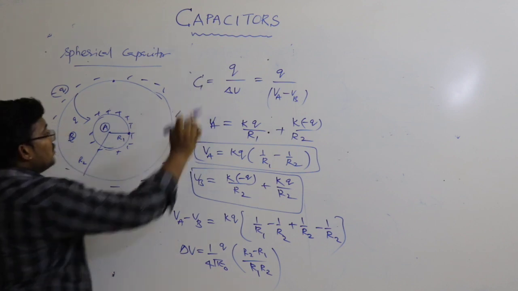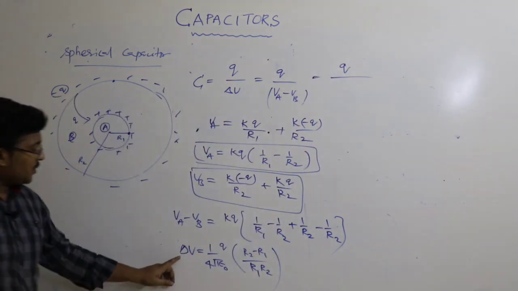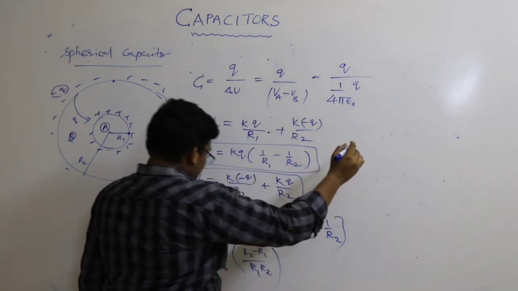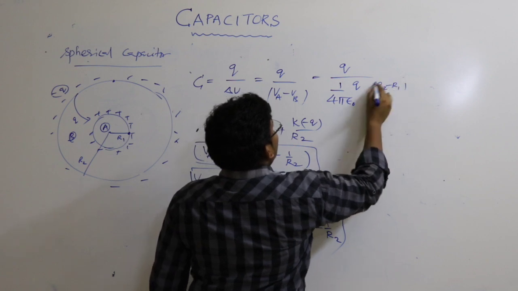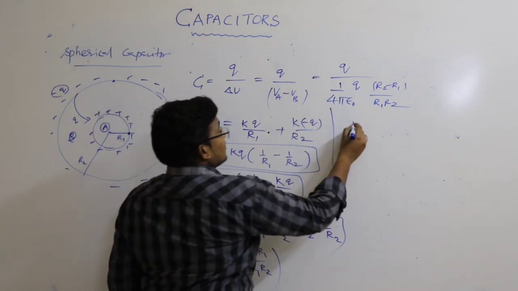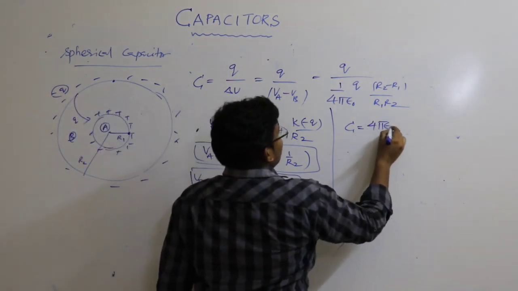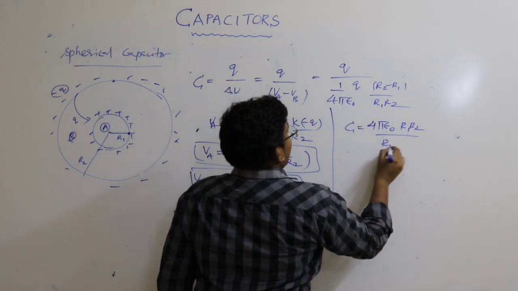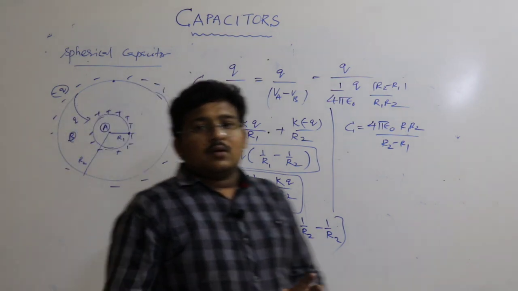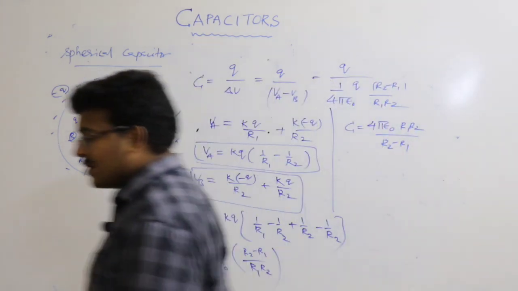Now you want to find the capacitance. What is the capacitance formula? Q upon VA minus VB. So we write 1 by 4 pi epsilon naught into charge into R2 minus R1 by R1 R2. So Q cancels. Now we get the capacitance of the spherical capacitor system as 4 pi epsilon naught R1 R2 by R2 minus R1. So if you know the way to find the capacitance, it is easy to find it for any type of capacitor, right?